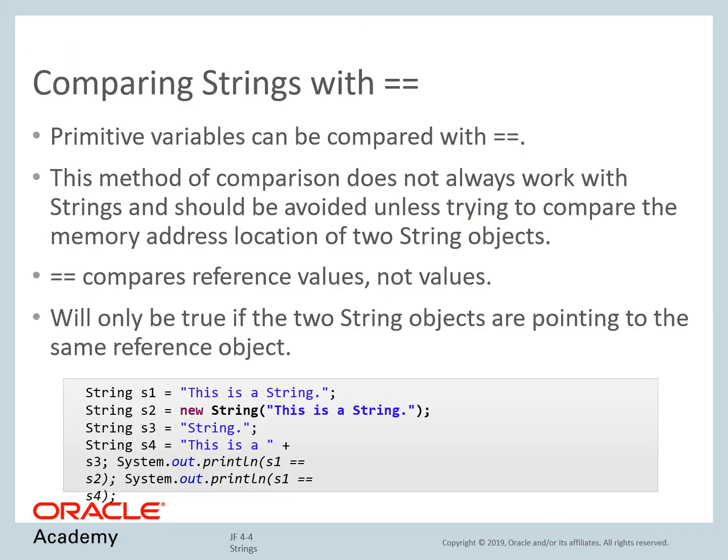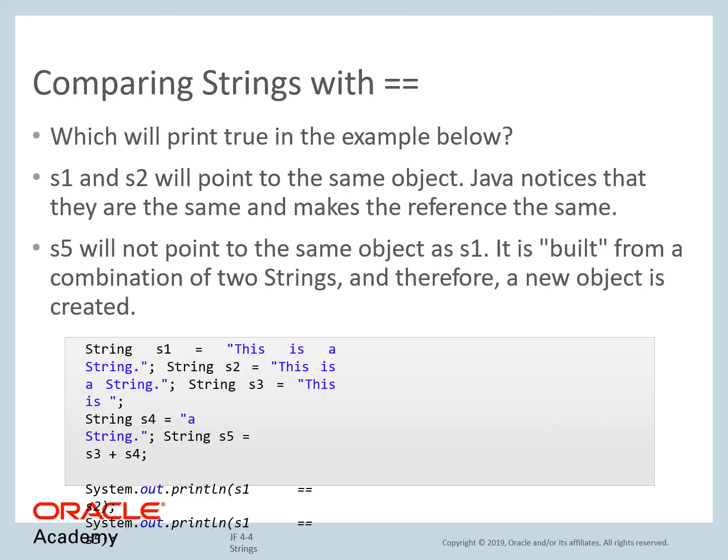Comparing strings with the equal to symbol. Primitive variables can be compared with the equal to symbol, which will print true in the example below.